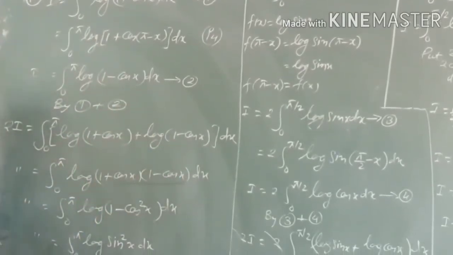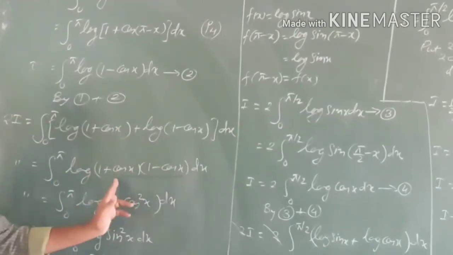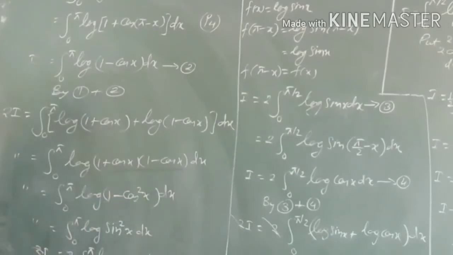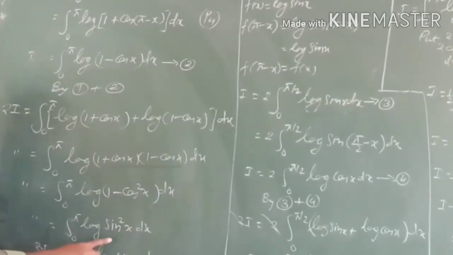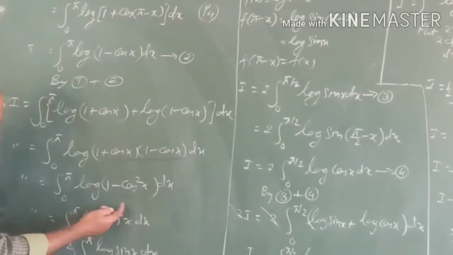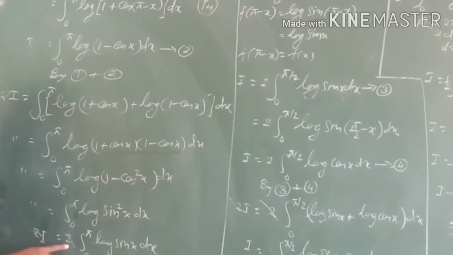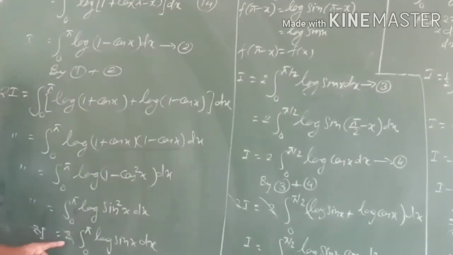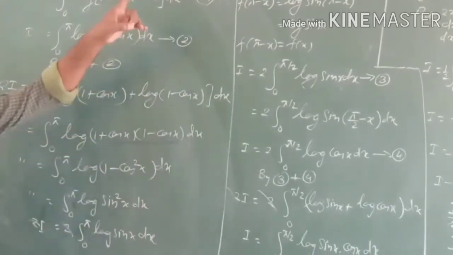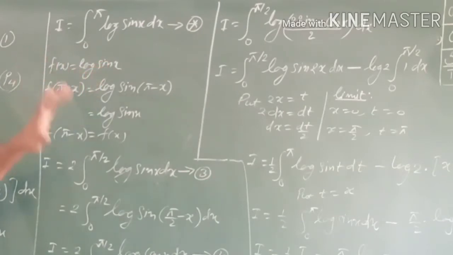Now by logarithm rules, log m plus log n is log of m times n. So it is log of (1 + cos x)(1 - cos x), that is 1 minus cos squared x, and 1 minus cos squared means sin squared x. Once again by logarithm rules, the power 2 comes in front. So I write 2 outside the integral, and the 2 and that 2 cancel out, leaving the integral from 0 to pi of log sin x dx. Let's see: integral I, 0 to pi of log sin x dx, and call this equation number star.